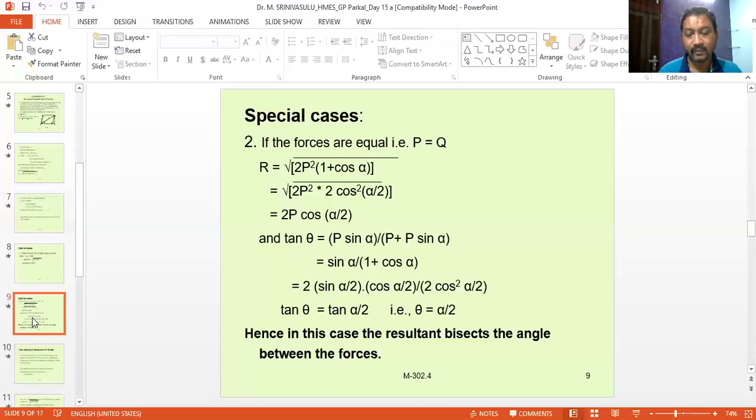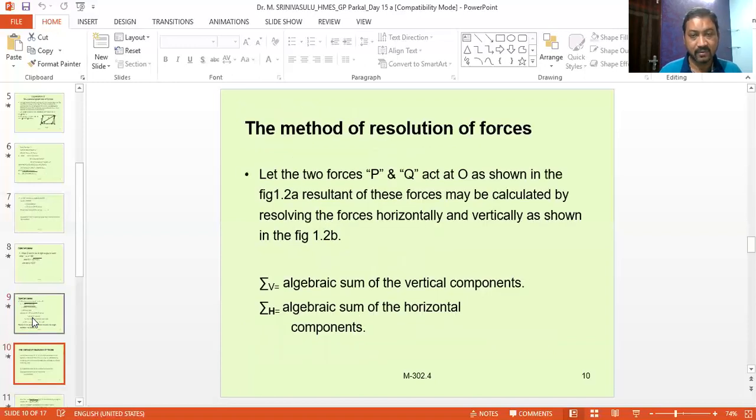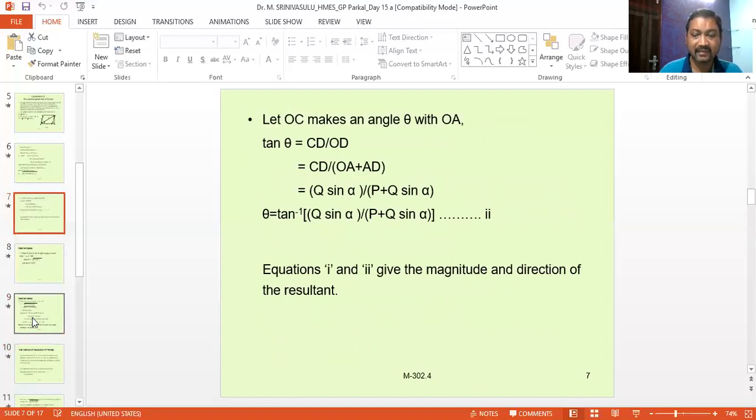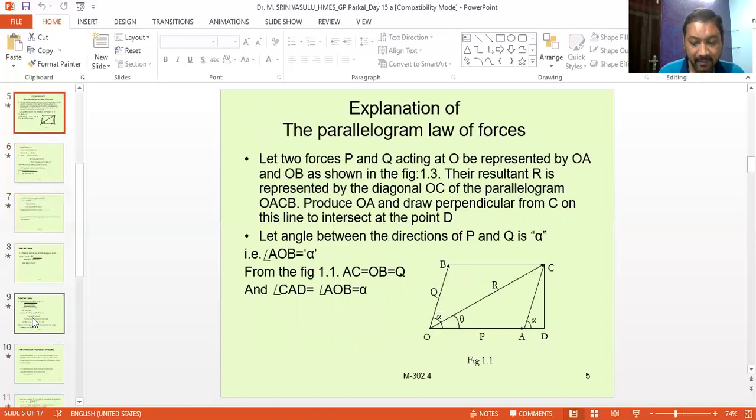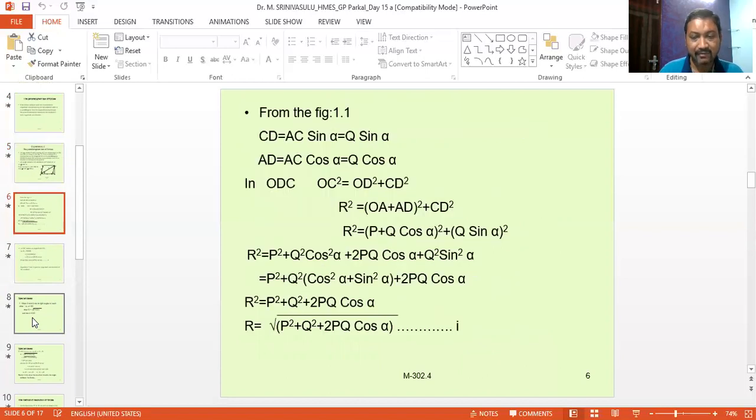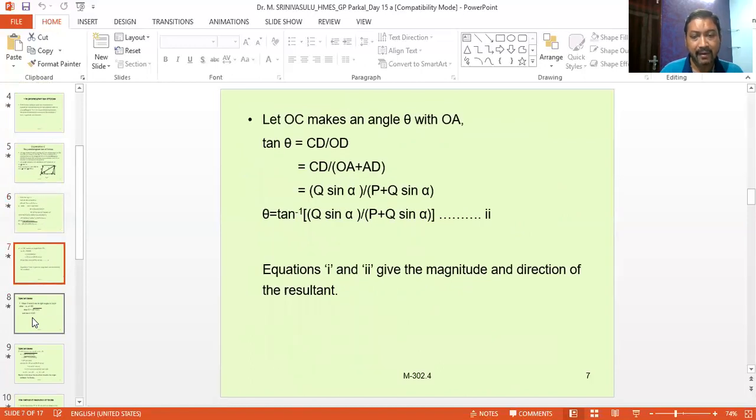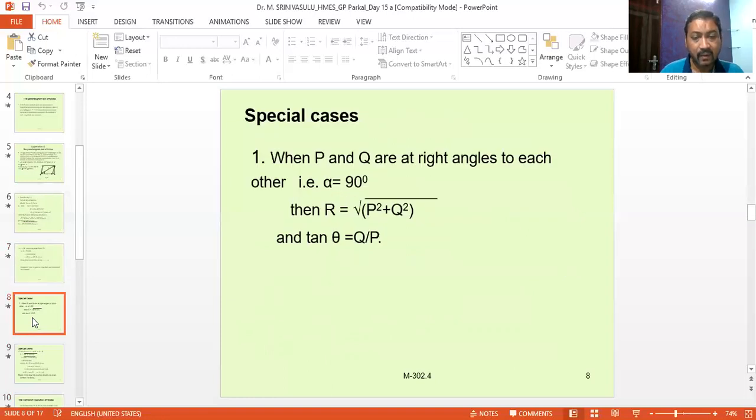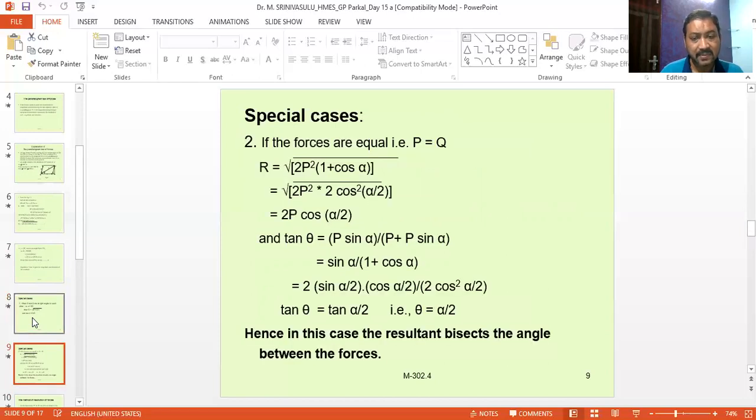So this is the second special case. In this way, these are the cases where we can employ the parallelogram law of forces to find out the resultant of two forces acting with some included angle between them, where R is equal to the square root of P square plus Q square plus 2PQ cos alpha, and theta is equal to tan inverse of Q sin alpha by P plus Q cos alpha, and those are the special cases.